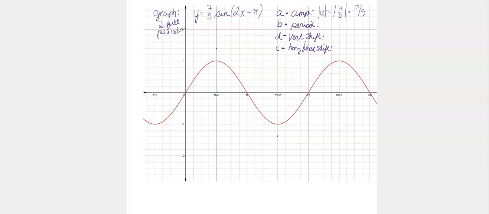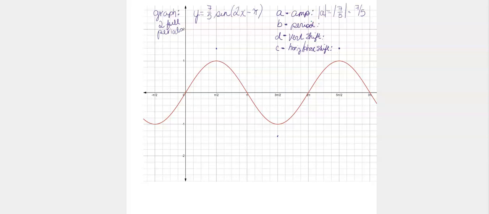So my amplitude is 7/5, and I've marked where it would be, but it's not going to be exactly there because we're going to be shifting it too. It's going to be shifting, so it's not going to be exactly where I have those dots. It's going to shift over.